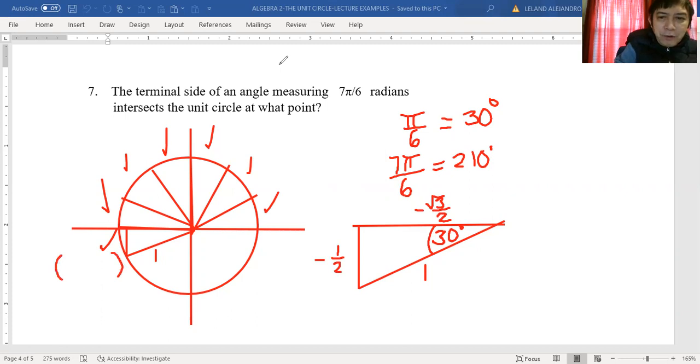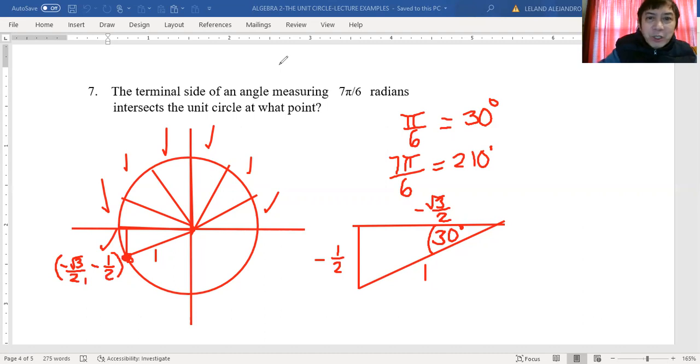Okay, the point here, of course, is negative square root of 3 over 2 for the x, and negative 1/2 for the y. We're talking about this point here. Let me exaggerate the point. There, that's the point. We're looking at that point.